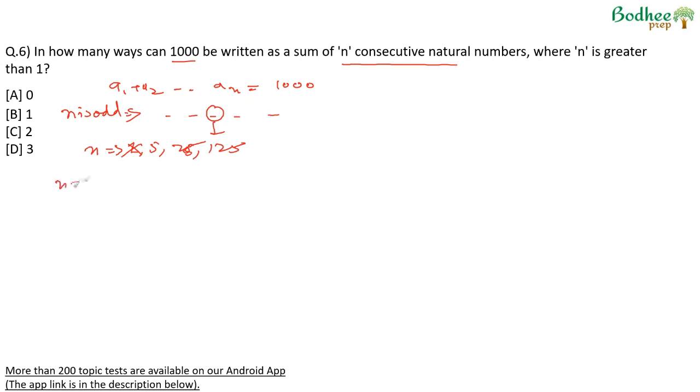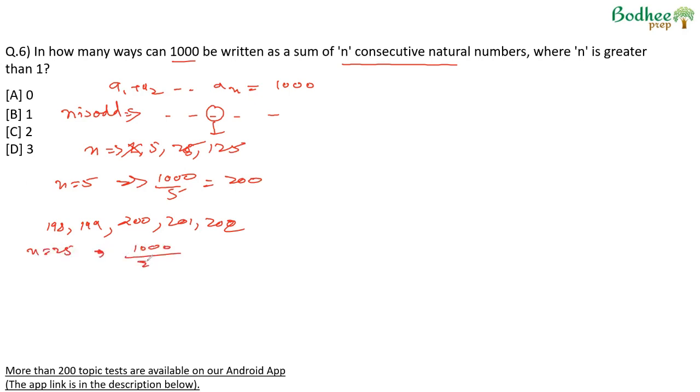When n is 5, the average of the numbers will be 1000 upon 5, which is 200. And therefore, we can write two numbers less than 200, which are 198, 199, and two numbers which are more than 200. These are five numbers which will add up to 1000. Similarly, when n is 25, we will have the average as 1000 upon 25, which is 40. So we can write 40 as the central number, 12 numbers less than 40, 12 numbers more than 40. So these 25 numbers will add up to 1000.